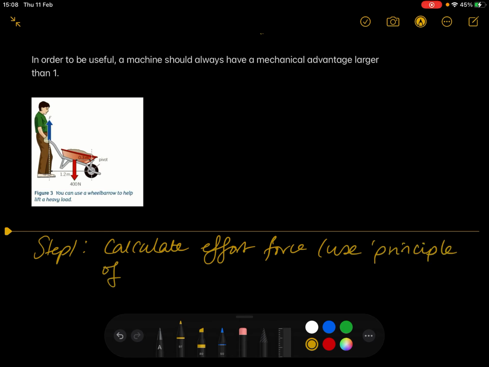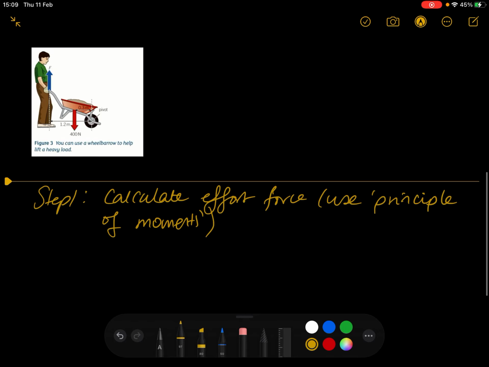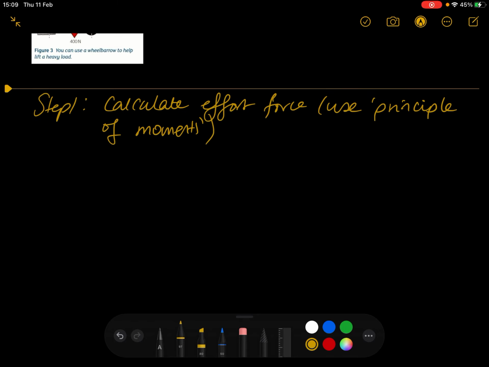I wonder if you can remember this. The principle of moments basically says that for a body in equilibrium, which we're assuming this wheelbarrow is, that means the turning forces on it are balanced. So the clockwise moment, which is being created here by the effort force, is going to equal the anti-clockwise moment. So anti-clockwise moment equals clockwise moment. Remember that each side is calculated by force times distance.